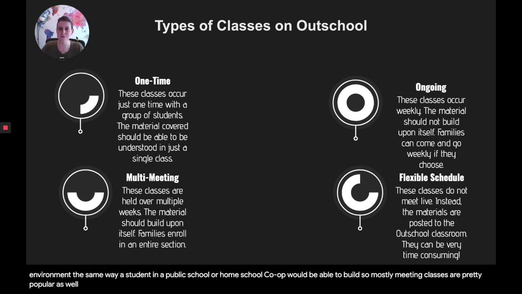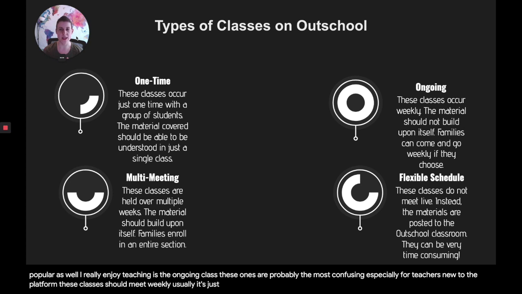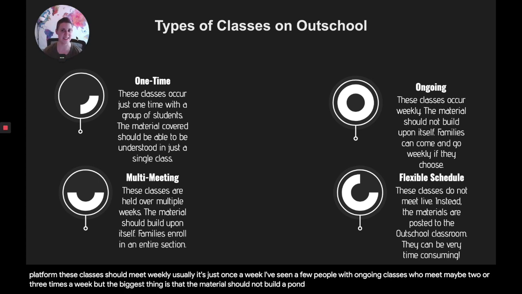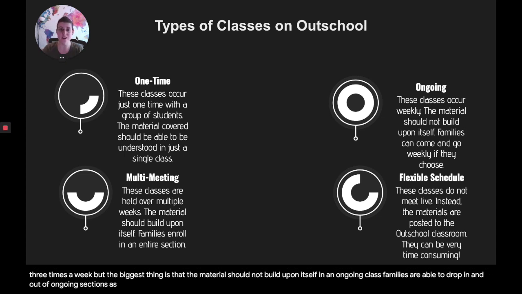Now, a type of live class that I really enjoy teaching is the ongoing class. These ones are probably the most confusing, especially for teachers new to the platform. These classes should meet weekly. Usually it's just once a week. I've seen a few people with ongoing classes who meet maybe 2 or 3 times a week. But the biggest thing is that the material should not build upon itself in an ongoing class. Families are able to drop in and out of ongoing sections as regularly as they want.